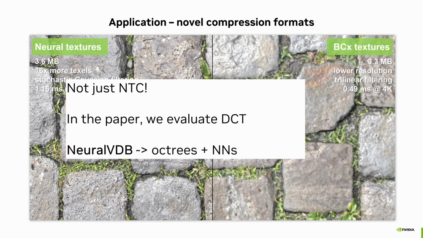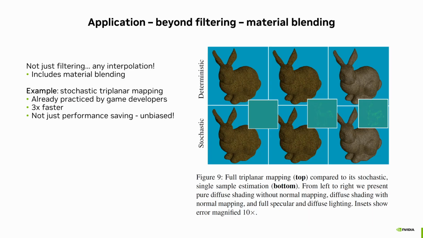I think the development of new compression formats, not limited by hardware filtering support, is very exciting and very relevant today, when game downloads, disk storage, and memory usage are becoming prohibitively expensive and a limiting factor in rendering detail and quality. An additional application of stochastic evaluation is any kind of interpolation or blending of material properties.